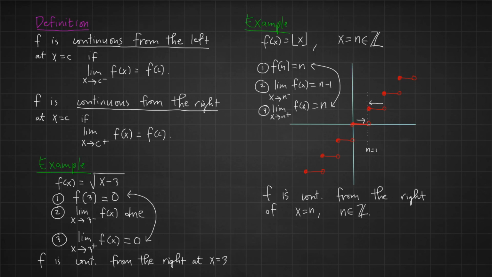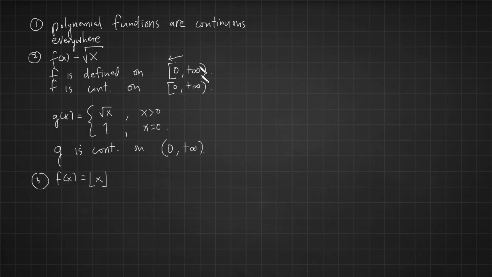Let me just show the previous computation. Ayan. So, na-compute natin na when x approaches n from the right, okay, from the right, then the function will be continuous. So the floor function is continuous from the right at x equals n.